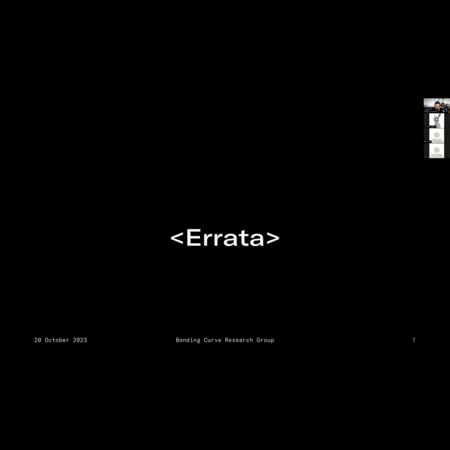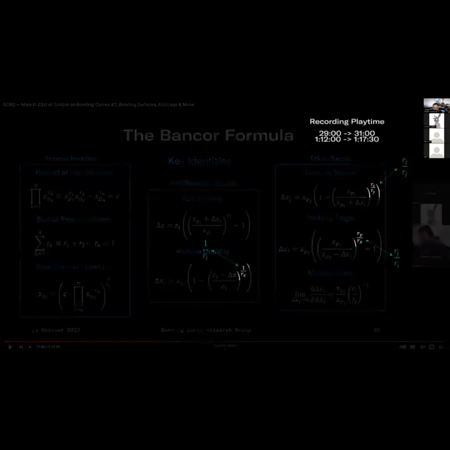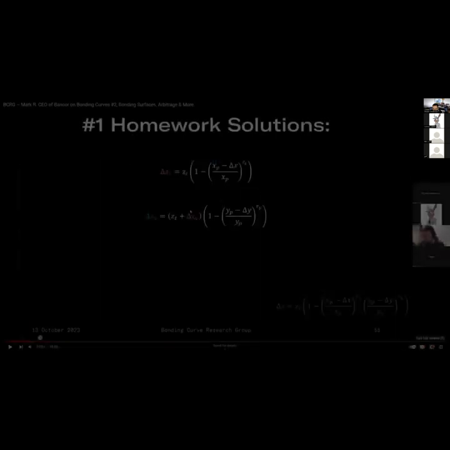But I think I need to correct a couple of things that I said in the last lecture. These are all very, very minor. The first one is that on this slide, I had neglected to substitute out some of the old syntax for the new syntax. So this Rx should have been Ri, this Ry should have been Rj, and so on. So nothing too dramatic.